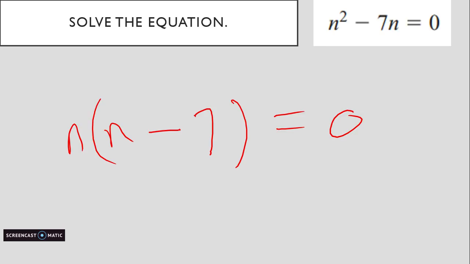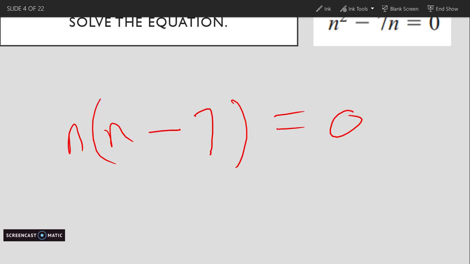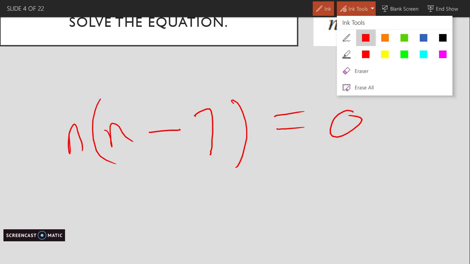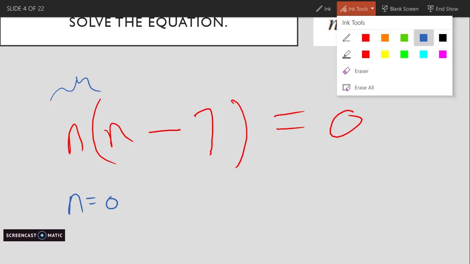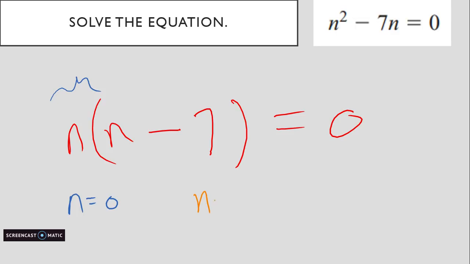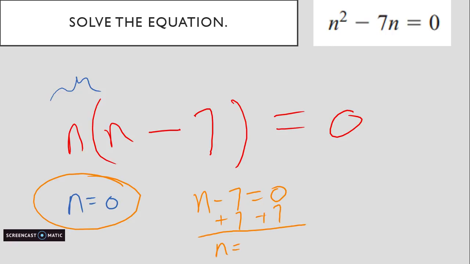And now we're going to set up those two equations. So one option, n could be 0. And our other option, n minus 7 could be 0. The first one we don't have to solve any further, it's already solved for the variable. And on the right side, we're going to add 7 on both sides. And so n equals 7. And so those are our two options. n could be 0 or n could be 7.